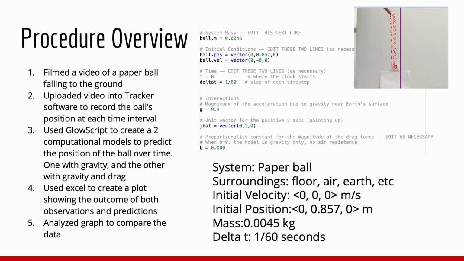Here are the initial conditions for both the code, seen in this screenshot here, and from observations. Our system was the paper ball, the surroundings, the floor, air, earth, and anything else the ball may have come into contact with. The initial velocity was 0 since it was dropped from rest. The initial position was 0.857 meters, and this was calibrated using a sheet of letter paper. The mass was 0.0045 kilograms, or 4.5 grams, and the delta T was 1 over 60, since it was 60 frames per second. And we inputted this here into the code, and what was changed between the two computational models was this B value.